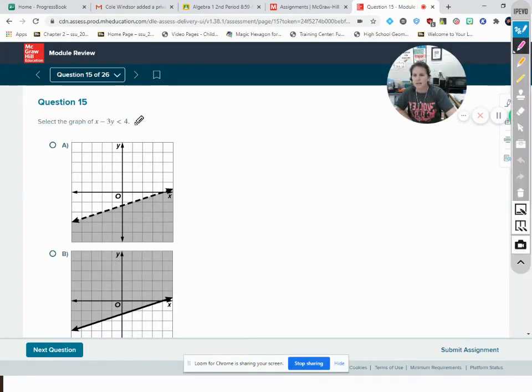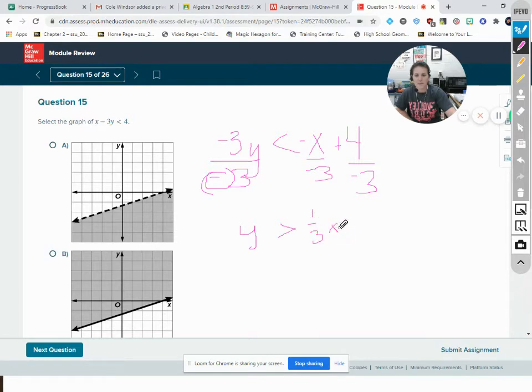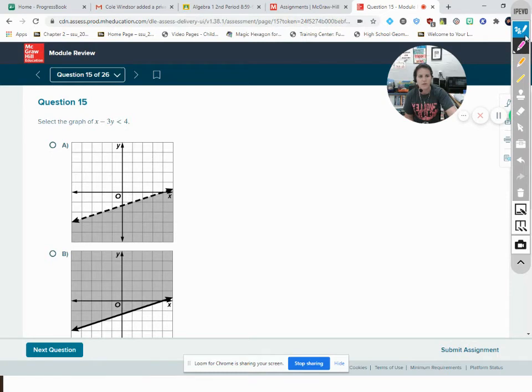Okay, so I converted this to negative 3y is less than negative x plus 4. Now I want to get that y all by itself, so I divide by negative 3. If you guys remember the rule of inequalities, if I divide by a negative on both sides, I have to switch the sign. So I have y is greater than a positive 1/3 x minus 4/3. So write that down somewhere. y is greater than 1/3 x minus 4/3. So let's look at it.